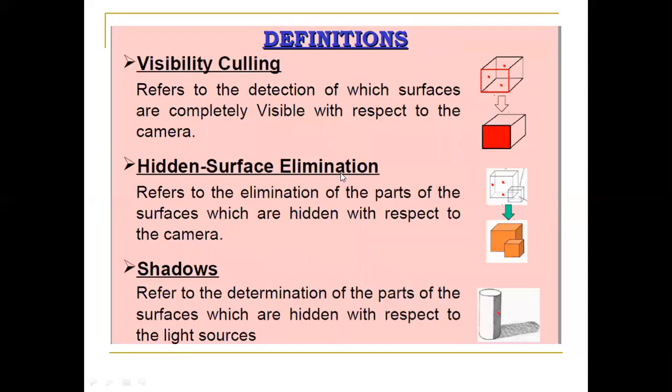The second definition here is hidden surface elimination. Hidden surface elimination refers to the elimination of those parts of the surfaces which are hidden with respect to the camera, right? So if I take the example here, if my viewing direction is from this side, then those faces which are hidden, right?